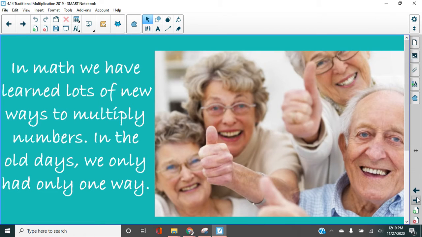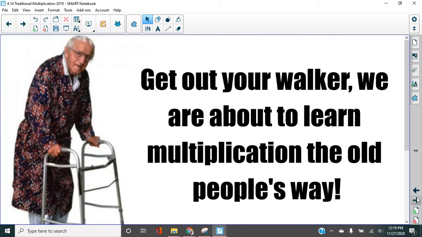In math, we have learned lots of new ways to multiply numbers. But in the old days, right? In the olden days, we only had one way. And that is what I would like to show you today. So get out your walker. We are going to learn multiplication the old people way. Having a little fun with this today.